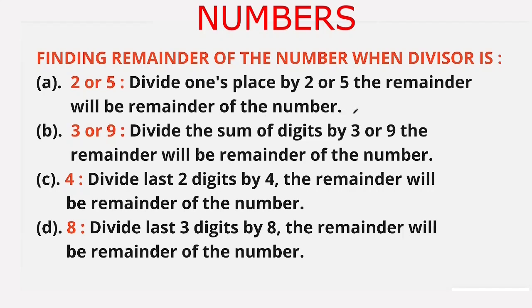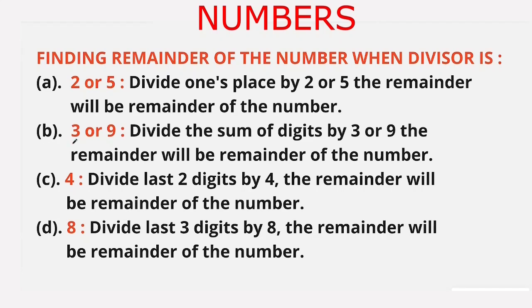It means that when any number is given to you and you have to find the remainder when it is divided by 2 or 5, then what you have to do? You have just to see the ones place or units place digit of that number and divide it by 2 or 5, and whatever remainder you get will be the remainder of the given number.